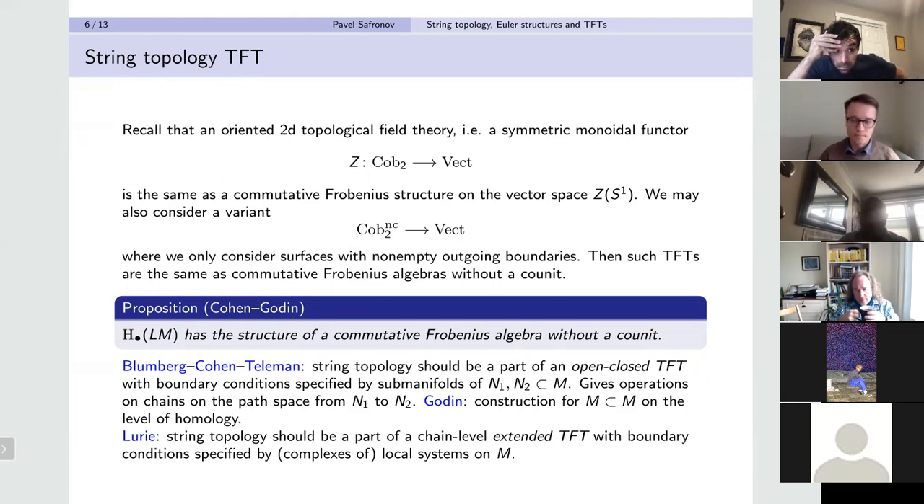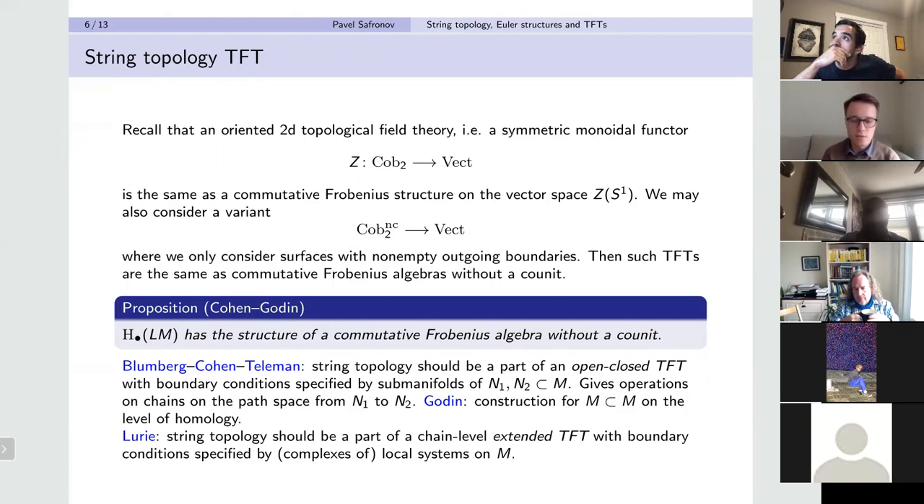There are several formalisms for TFTs with boundaries. Probably there are 2 formalisms. There's the notion of an open-closed TFT, which I guess goes back to Moore and Segal, and an extended TFT, going back to Baez and Dolan.